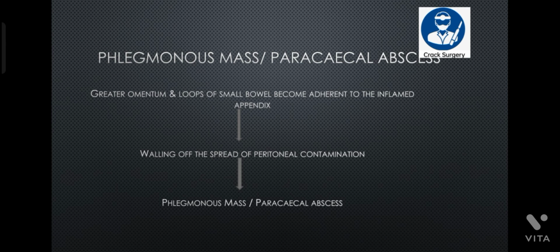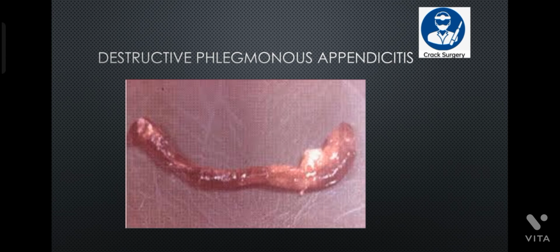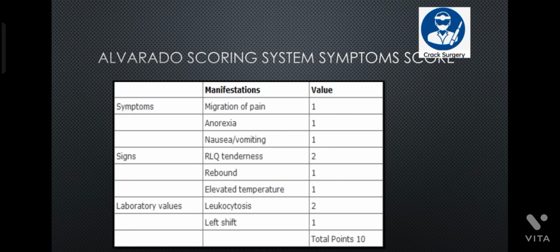The Alvarado scoring system in appendicitis covers symptoms, signs and lab tests. Migration of pain is value 1, anorexia 1, nausea or vomiting 1, right lower quadrant tenderness that is 2, rebound tenderness is 1, elevated temperature is 1, leukocytosis is 2, and shift to the left is 1.